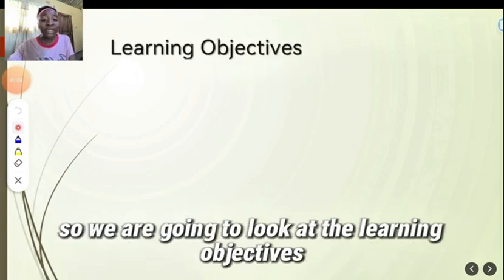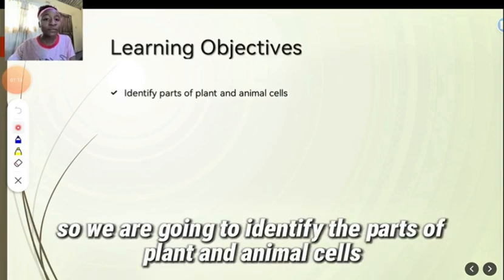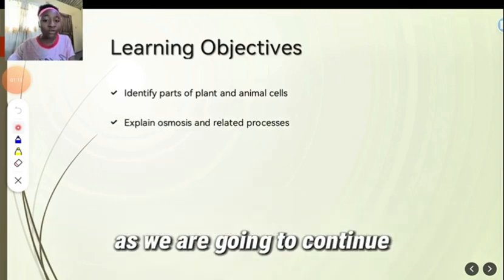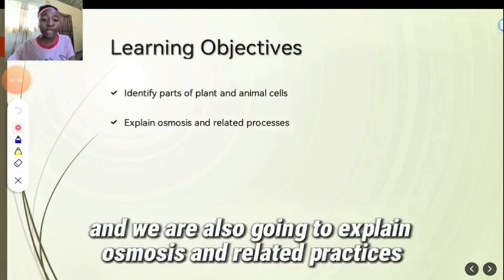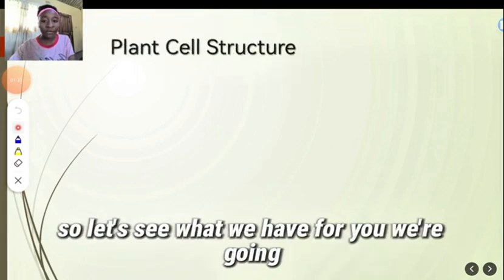So we are going to look at the learning objectives, or we are going to consider what we are going to look at exactly. So we are going to identify the parts of plant and animal cells as we continue. And we are also going to explain osmosis and related processes. We are also going to solve ECZ style questions on the topic. Okay, so let's see what we have for you.